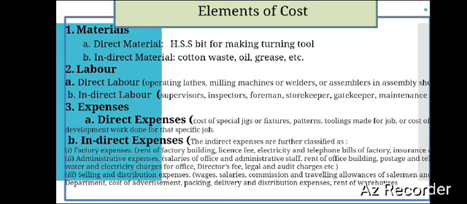Then the next one is selling and distribution expenses. Selling expenses are expenses which are incurred for creating and enhancing the demand for the products. Example: salaries of the sales manager, clerks and attendants in the sales department. And distribution expenses are the expenses which are spent on the distribution of the product. Examples: cost of advertisement, packaging, delivery and distribution expenses, and then rent of warehouses. So these all come under indirect expenses.